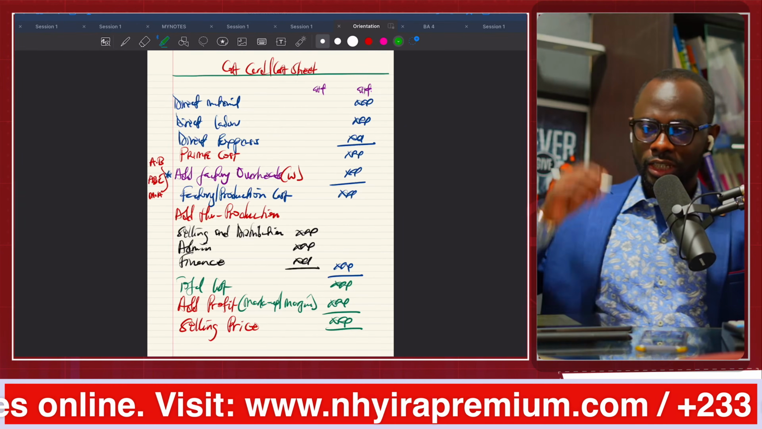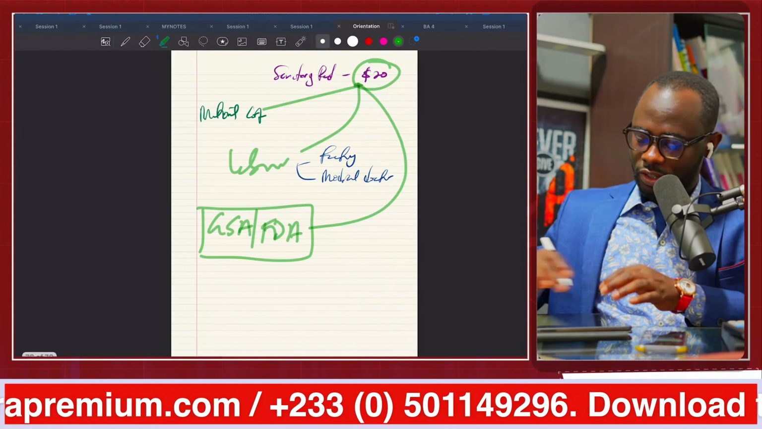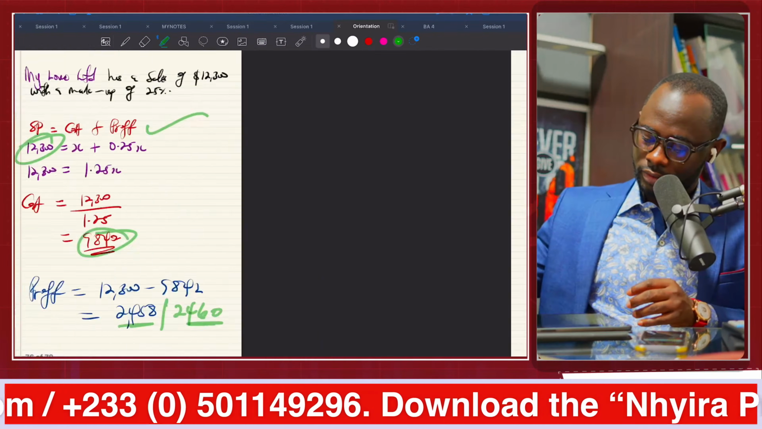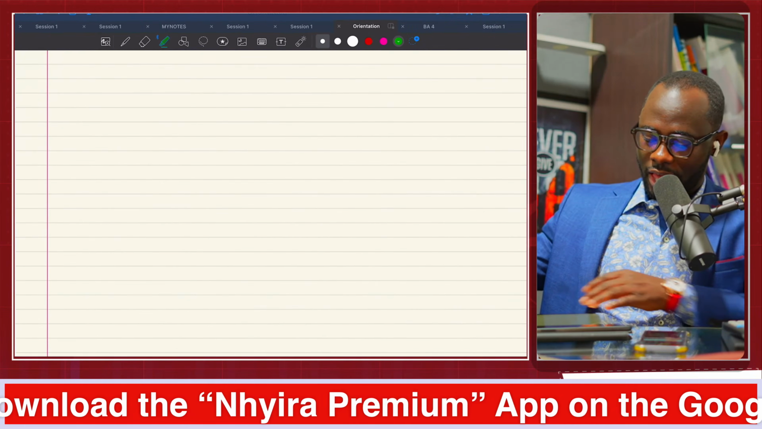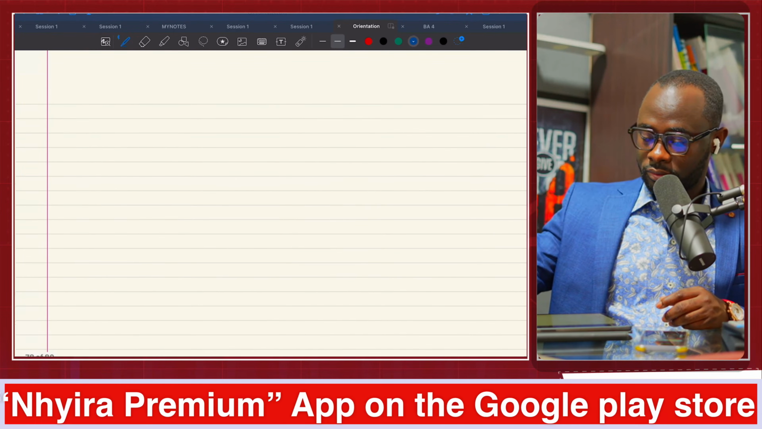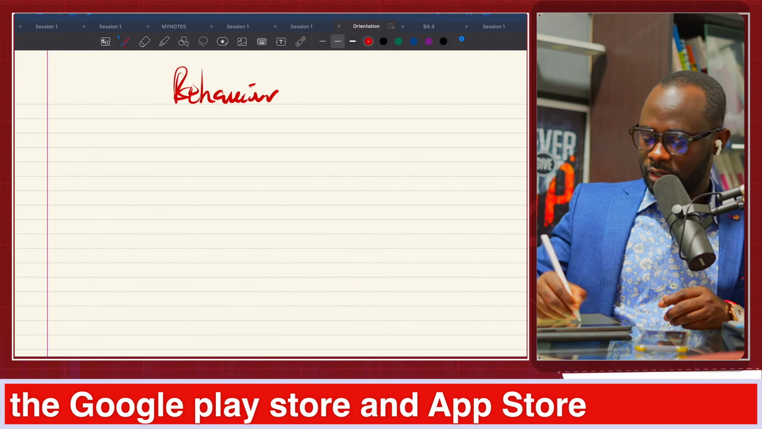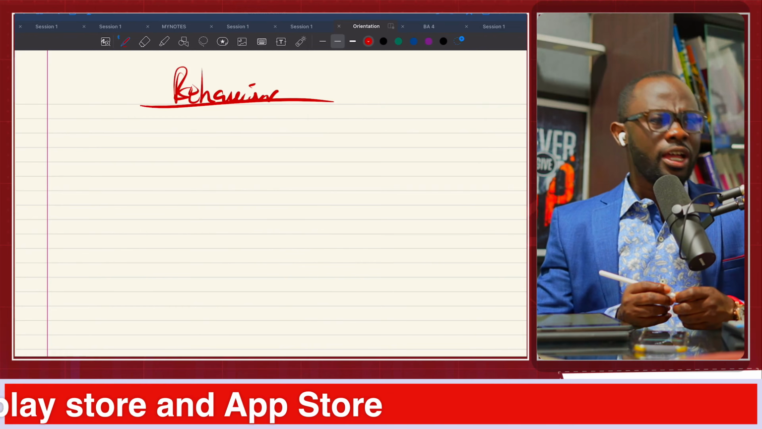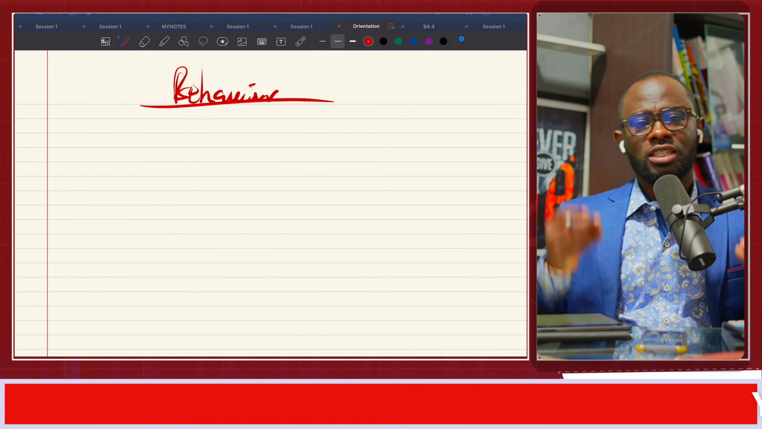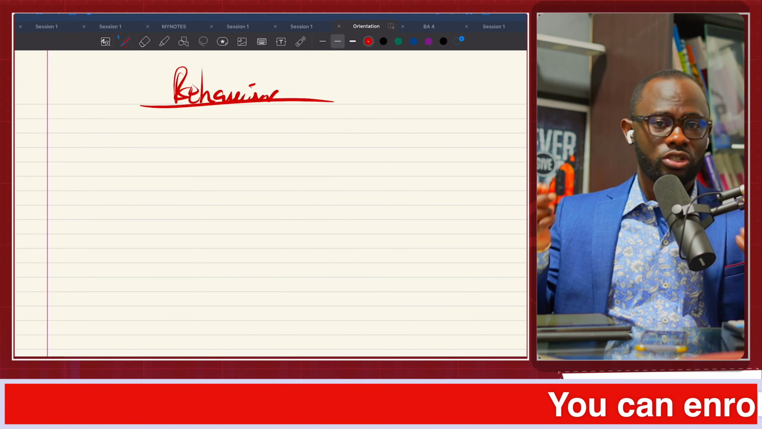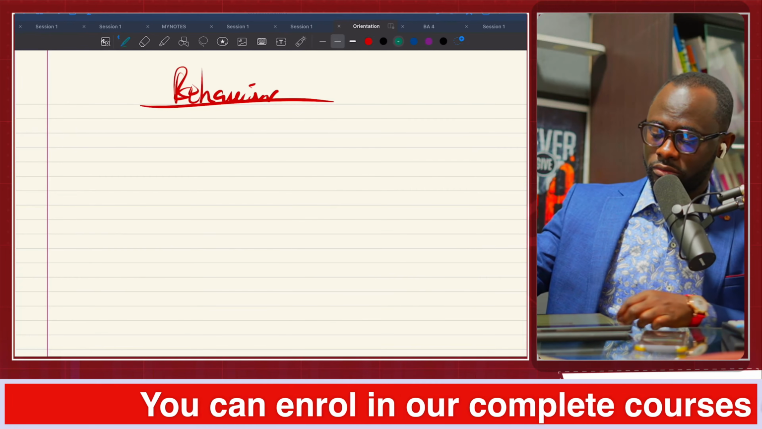Okay, so let's go to the third one in respect of this, and that is going to be classification of cost according to behavior. Now, classification of cost according to behavior is simply where we are classifying the cost according to how the cost vary with the output level.